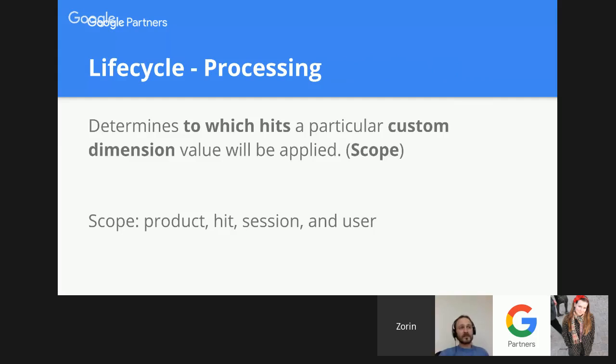So for the processing part, when you send the custom dimension and metric inside Google Analytics, all of these values need to be processed. And when you define this in the Google Analytics configuration part, when you define the scope of this custom dimension, this actually determines to which hits a particular custom dimension will be applied. So we have product, hit, session, and user scope. Now we will go through each one of those and see what the repercussions are when choosing each of these scopes.